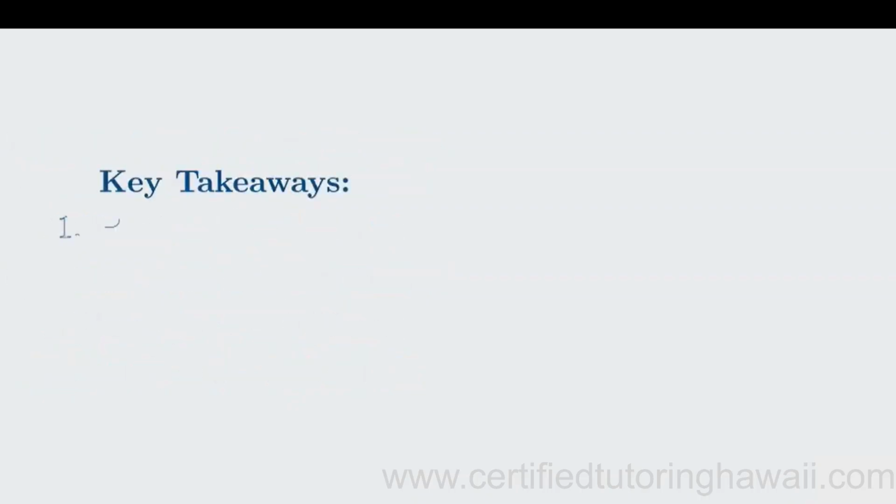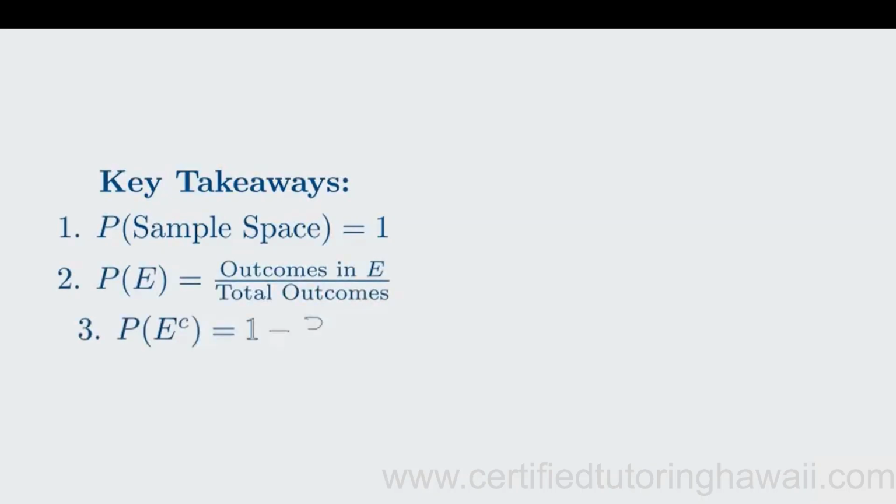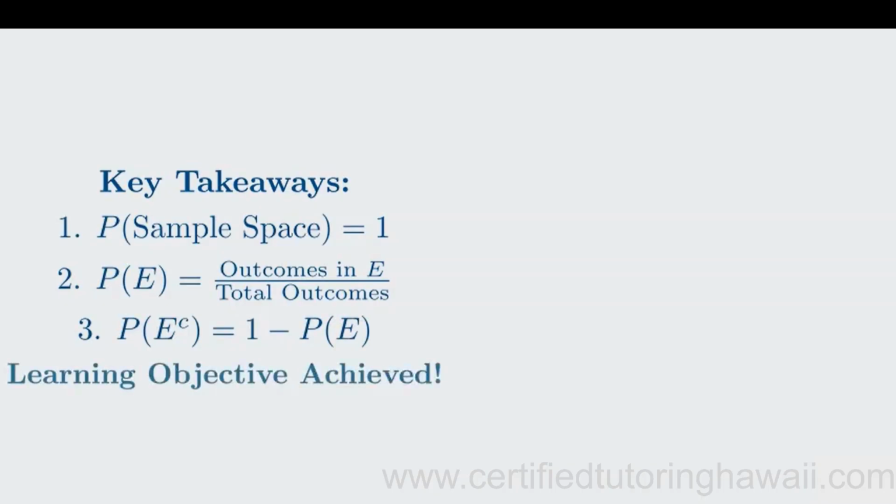To summarize, the sample space covers everything and sums to 1. For equally likely outcomes, probability is a simple ratio of part to whole. And finally, the complement rule is a powerful shortcut for finding the probability of not something happening. You are now ready to tackle basic probability problems in AP statistics.